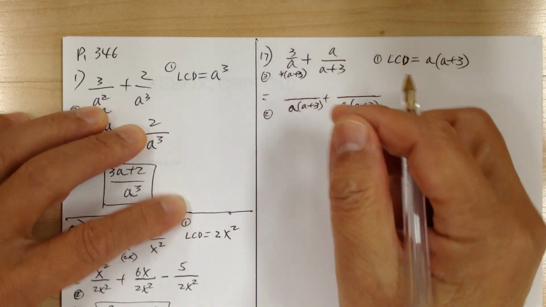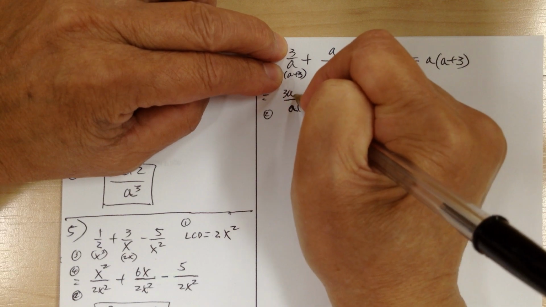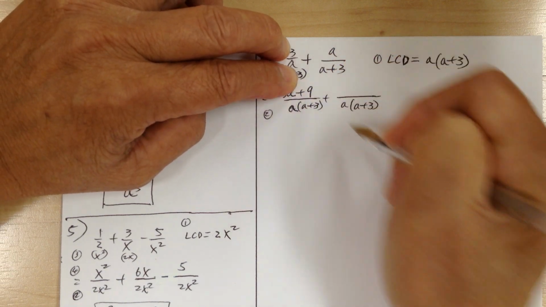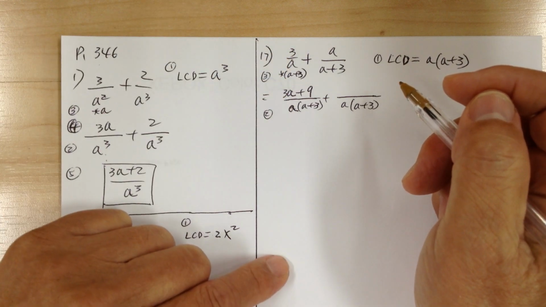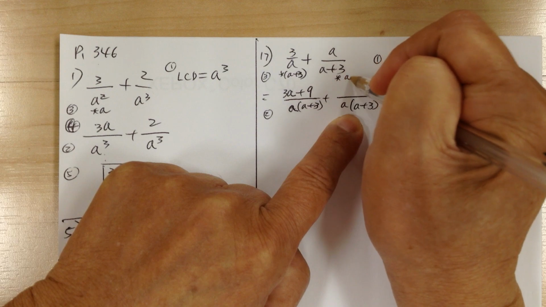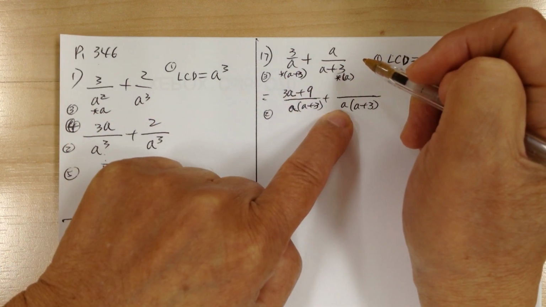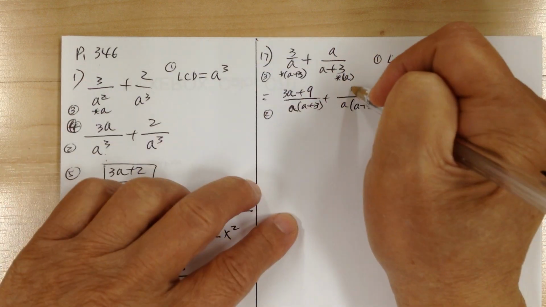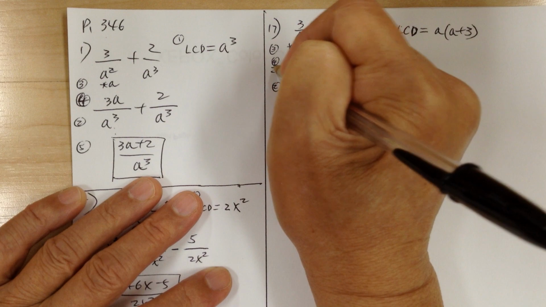Now the top, you have to do the same thing. So when you multiply, you have to distribute. So you're going to get 3a plus 9. So you have to multiply the top by the same thing. Now you go to the next term. From here to here, you're missing a. You're missing the a, right? So this times a will give you that. So you have to multiply the same on the top. So a times a gives you a squared. So that's your step 4.